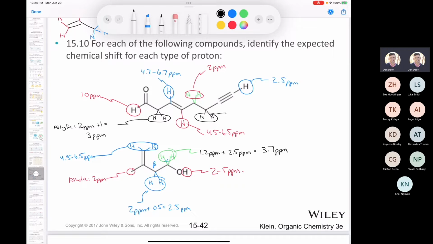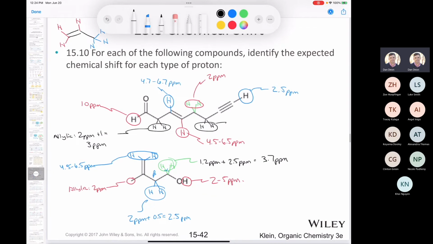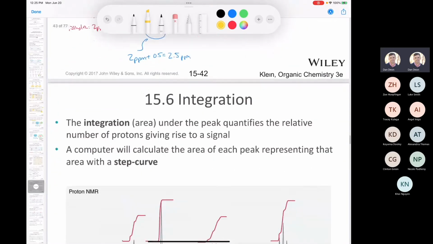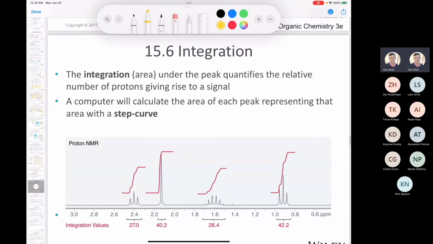Okay, so all of these estimated chemical shifts in here, remember the word that I chose was estimated. And it even says here in the question, identify the expected chemical shift for each type of proton. That doesn't mean it can't vary. Okay, it could be a slight variation on these. It might be a little more deshielded or more shielded, but the idea is that these are very good approximations of chemical shifts. Well, let's move forward and let's talk about what is called integration.